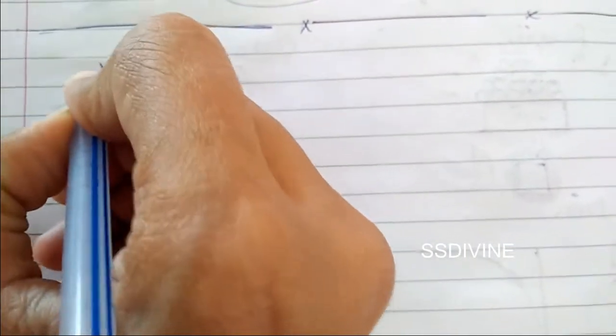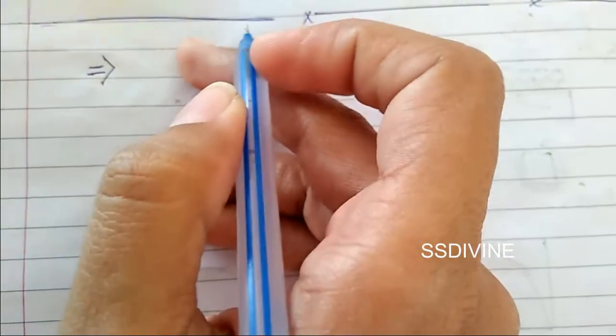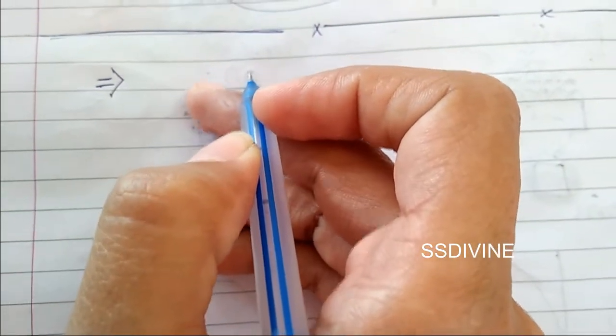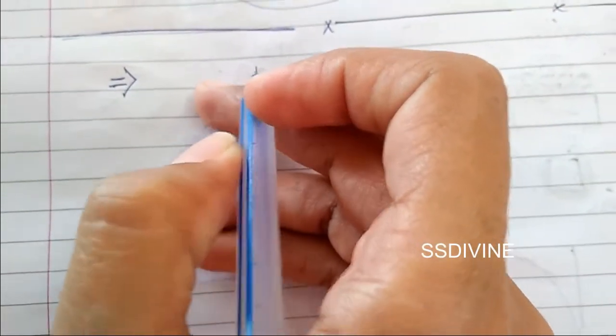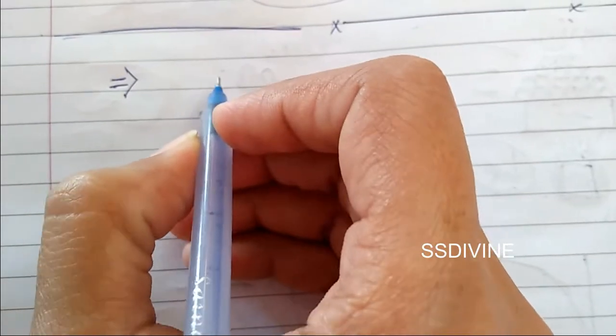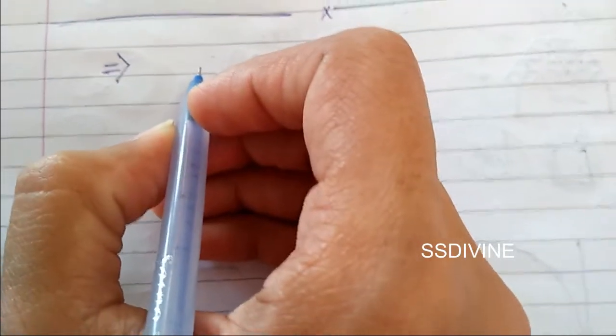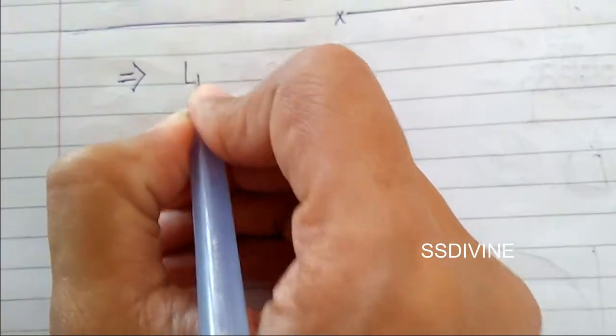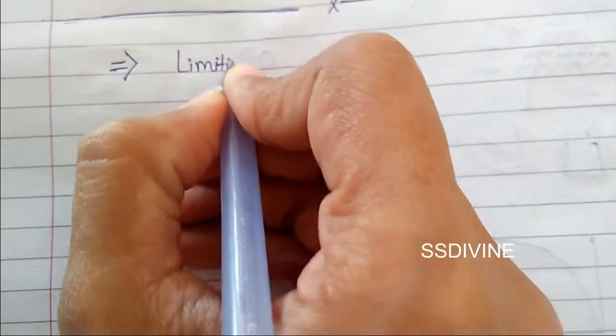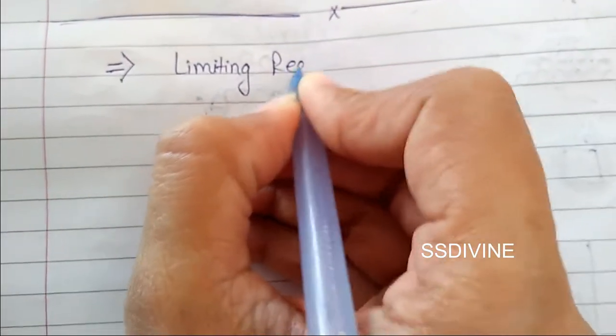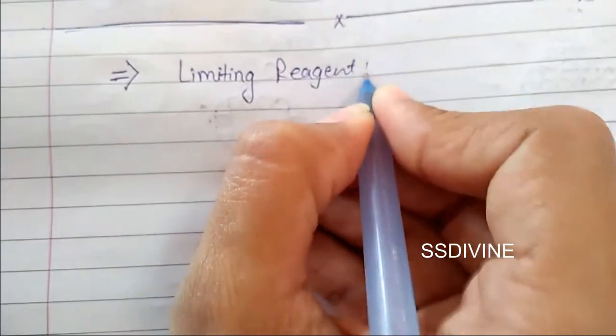In the previous lecture, we learned about the mass method, and we have already started chapter number 1, that is mole concept. We learned about the mass method in the previous lecture. So today we will learn about limiting reagent. What is limiting reagent? So our topic is limiting reagent.